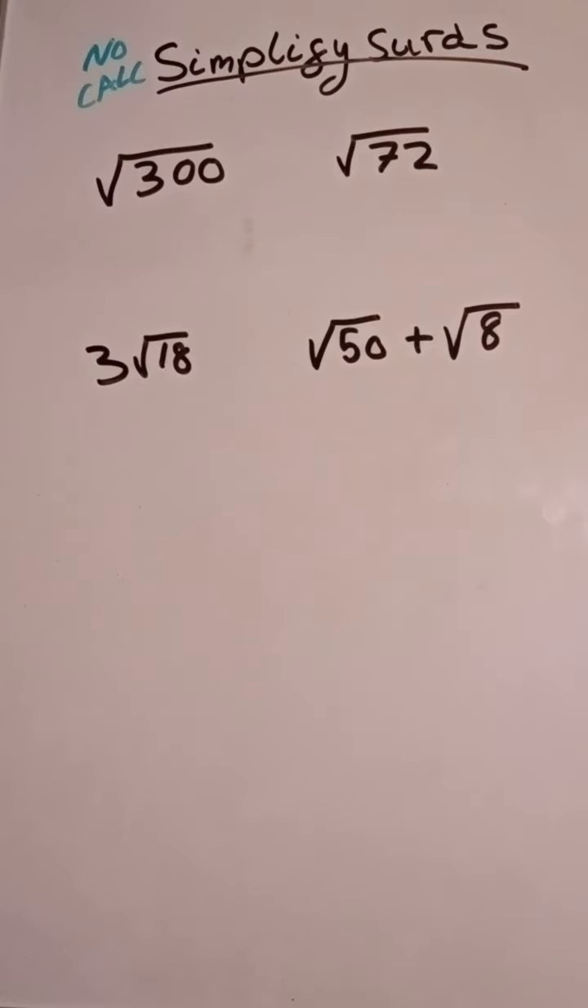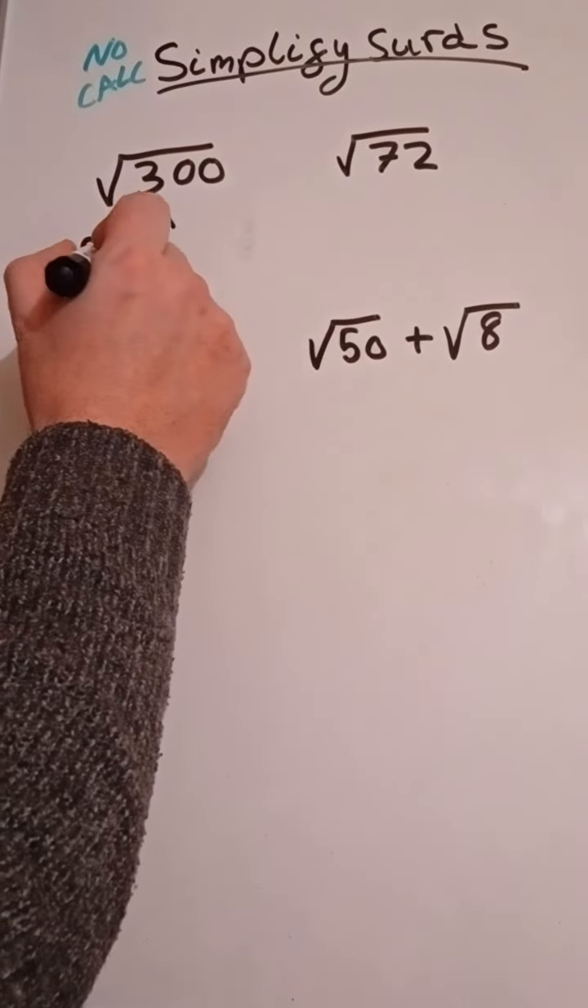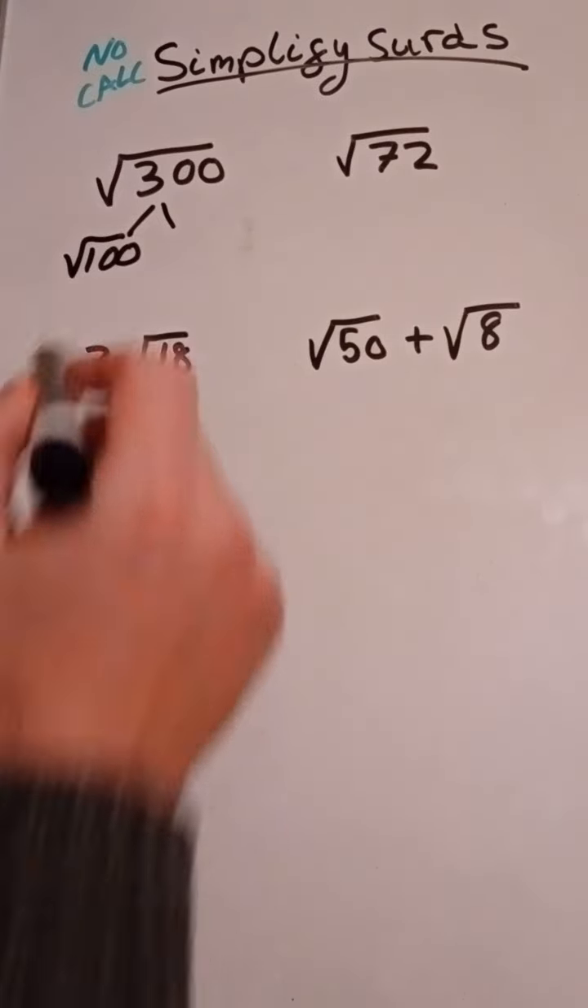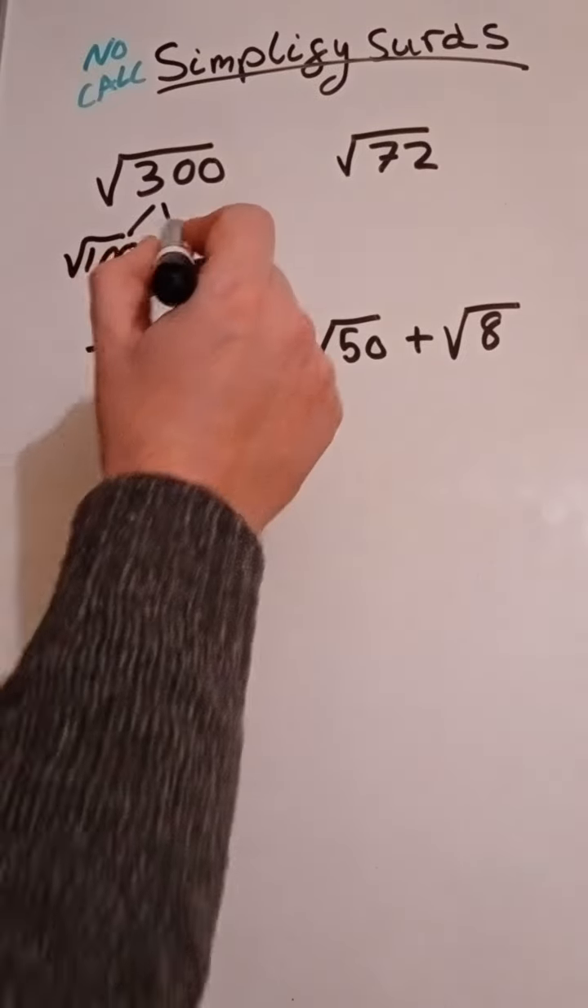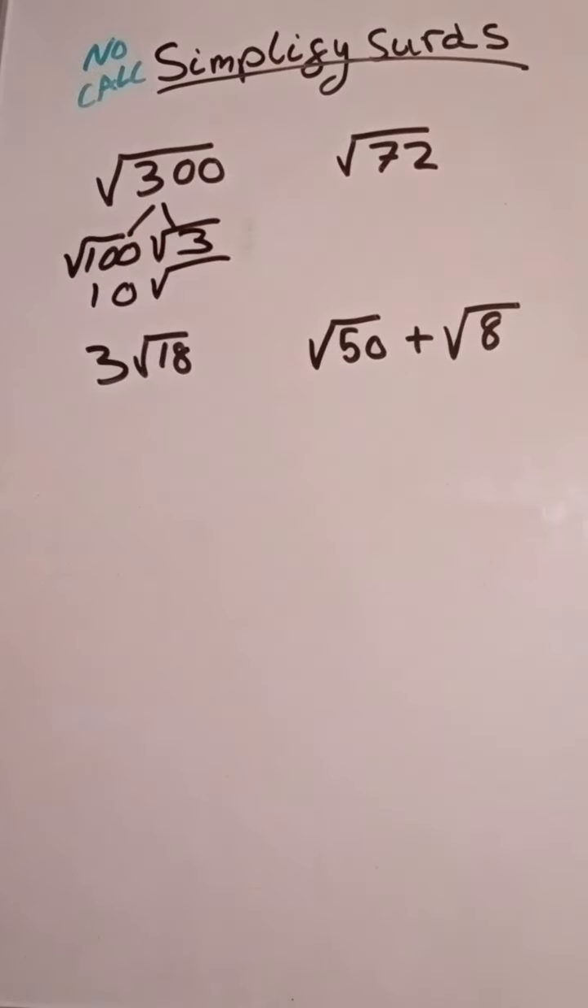Let's simplify some surds. So, root 300, we need the biggest square number that goes into 300. That is 100. Then we need what times 100 makes 300. That's 3, so we've got root 100, root 3. Square root of 100, that's 10. So I've got 10 root 3. Full marks. Next we've got the square root of 72.